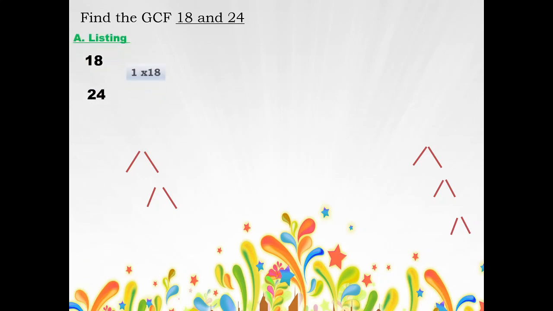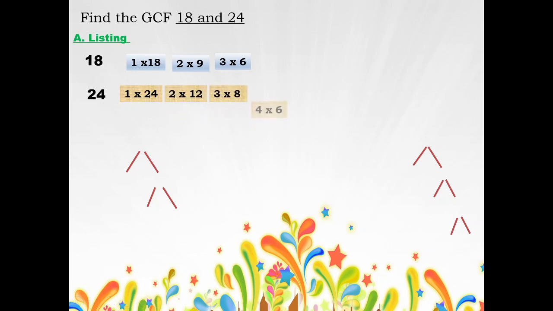Find first the factors of 18, which is 1 times 18, 2 times 9, 3 times 6. These three pairs are the factors of 18. Then we have 24: 1 times 24, 2 times 12, 3 times 8, and 4 times 6. Make sure na makuha nyo lahat ng factors ng 18 at 24. Then after nyo makuha, you're going to list ito. Ilalagay nyo siya ng pasunod-sunod.